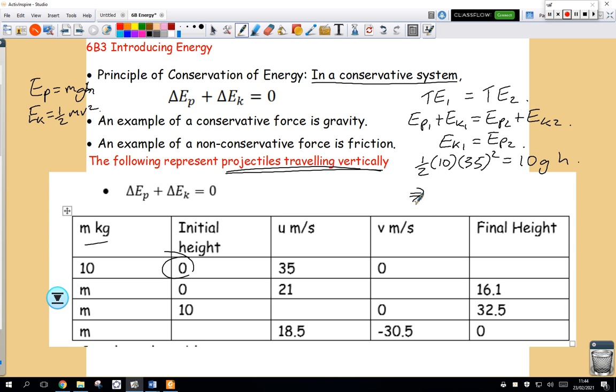Okay, notice the 10s here will cancel, and that's always going to happen with questions of this type. The masses will cancel. So we're going to get the height of this object is just going to be 35 squared over 2g, dividing by g on both sides. 35 squared over 2g. 35 squared is 1225.